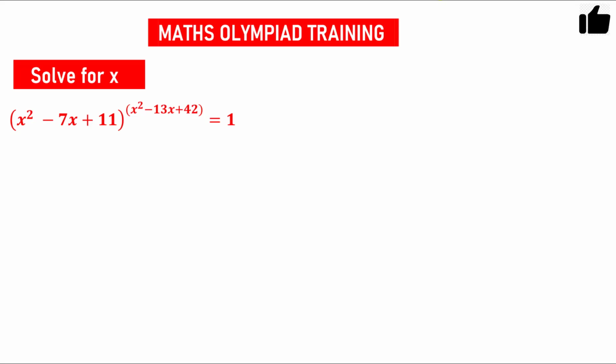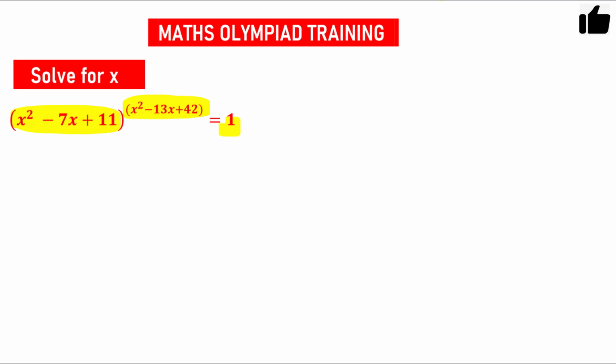Hello friends, in this problem we have to solve an exponential quadratic equation. This equation is x square minus 7x plus 11 raised to the power x square minus 13x plus 42, and this is equal to 1. How will you solve this problem? If you see this problem closely, you will find you have a base and you have an exponent, both are quadratic expressions.